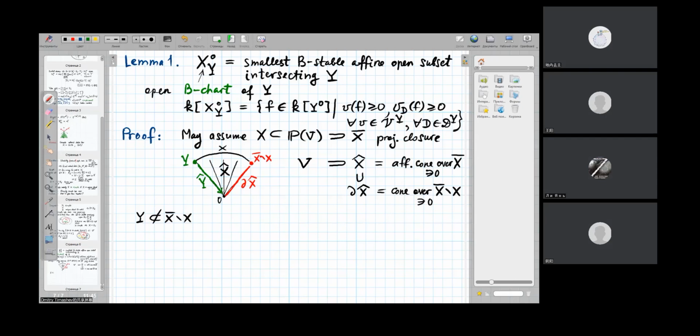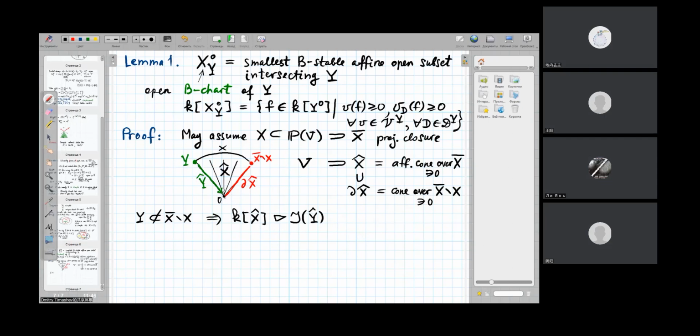But anyway, we may consider the vanishing ideal of this cone in the coordinate algebra of the cone X hat. So let's consider the coordinate algebra of the cone X hat, and the vanishing ideal of Y hat, all polynomials vanishing on this Y hat inside this coordinate algebra.